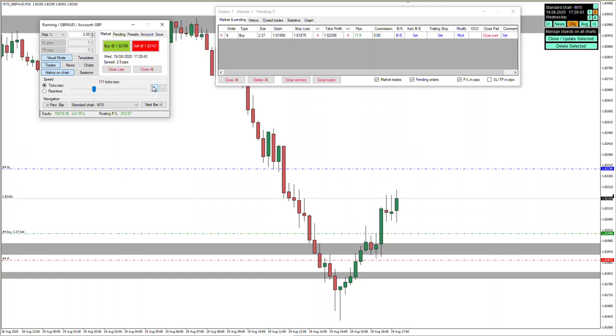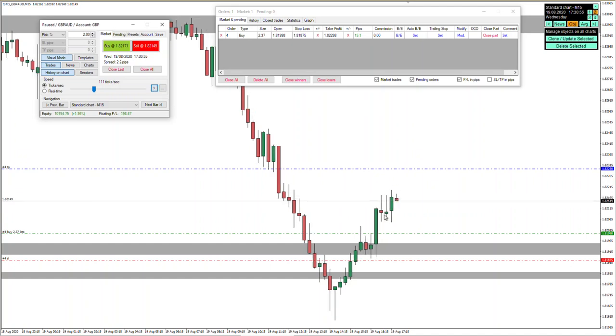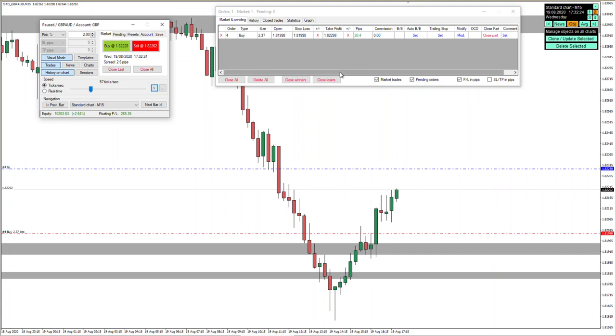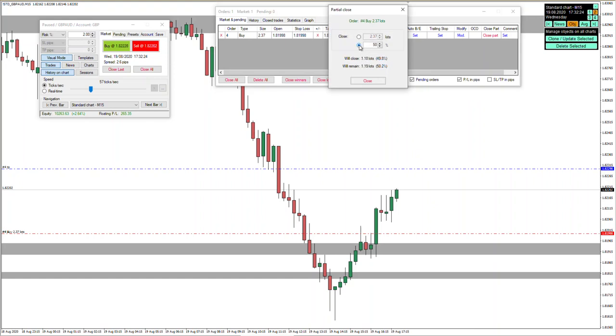28, 29, 30. Okay, with support here, I should bring my break even close like this. Again, I could have taken partial profits. I forgot to do that. Let me find a way to do this. Like here, beautiful 20 pips. I will close like 80%.